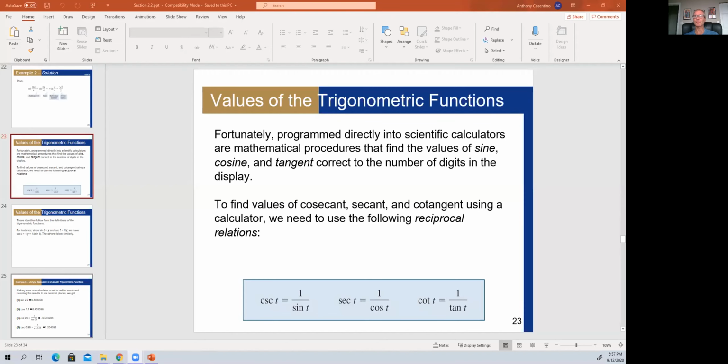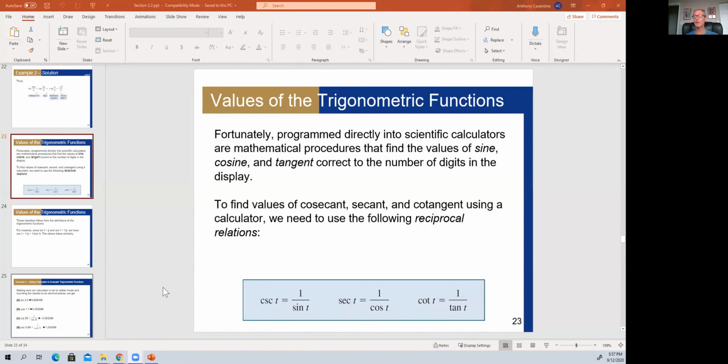Hello, class. Continuing on section 2.2 in our Trig recorded lectures, we're going to just finish the section. And a lot of it is review because we talked about some of this in chapter 3 already. And so first thing is this idea of using your calculator again.